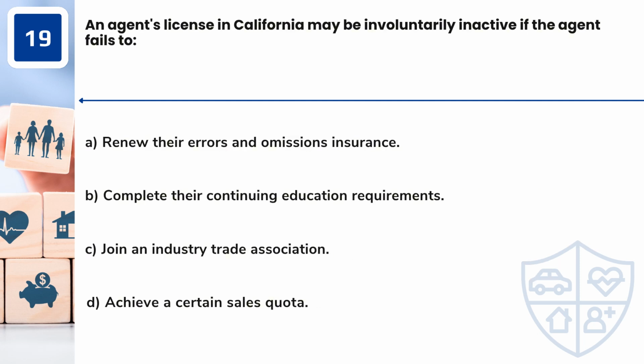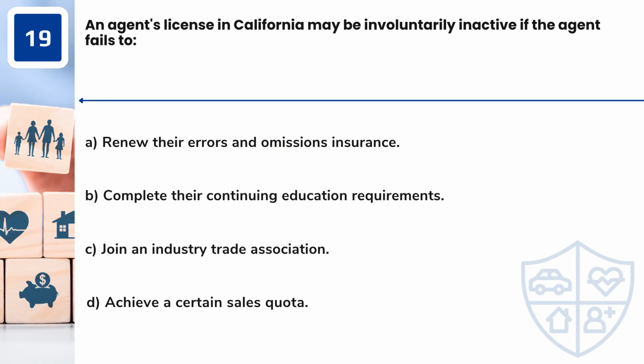Question 19. An agent's license in California may be involuntarily inactive if the agent fails to A. Renew their errors and omissions insurance. B. Complete their continuing education requirements. C. Join an industry trade association. D. Achieve a certain sales quota.